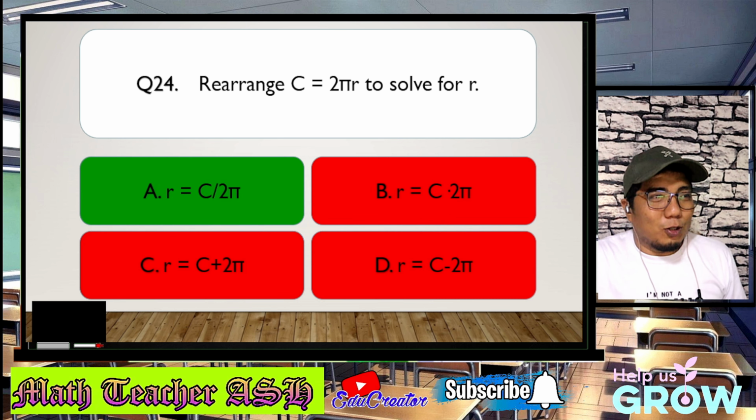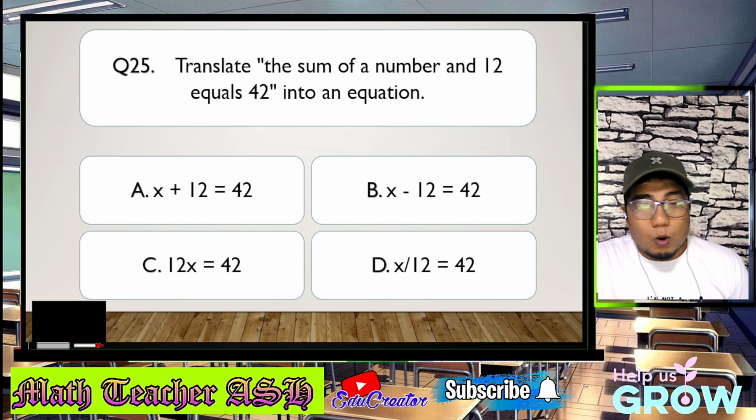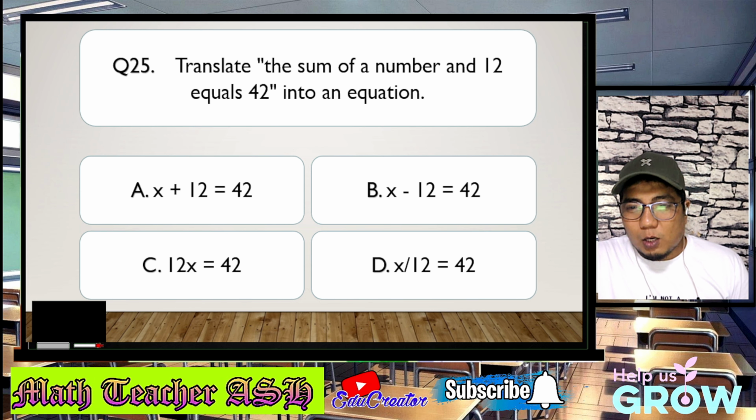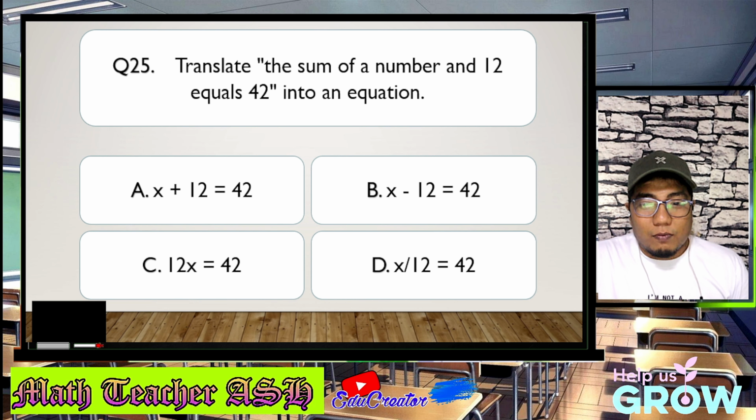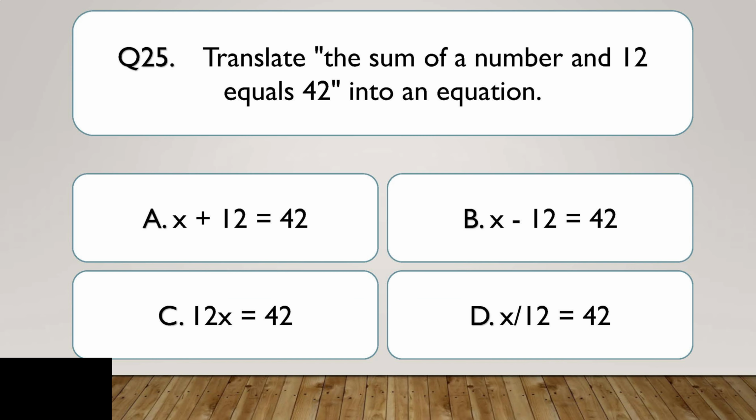Alright, now let us go to question number 25. Translate the sum of a number and 12 equals 42 into an equation. Is it A, x plus 12 is equal to 42, B, x minus 12 is equal to 42, C, 12x is equal to 42, or D, x over 12 is equal to 42? I'll give you 5 seconds to think about your answer. 5, 4, 3, 2, 1.